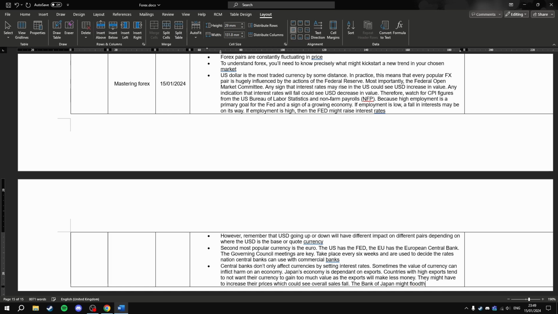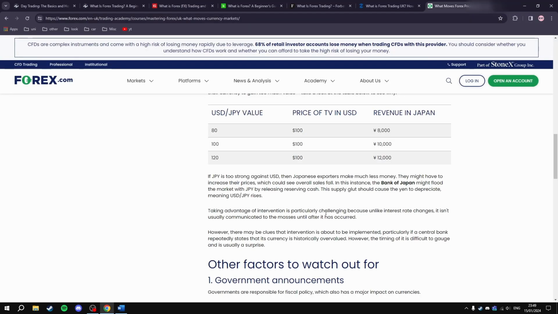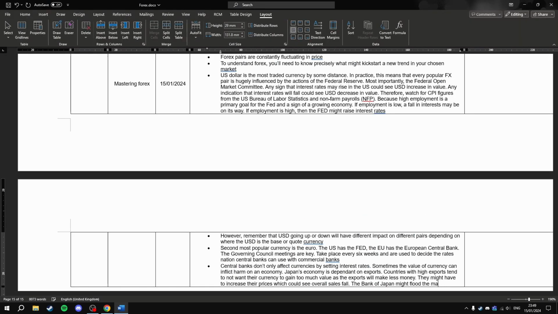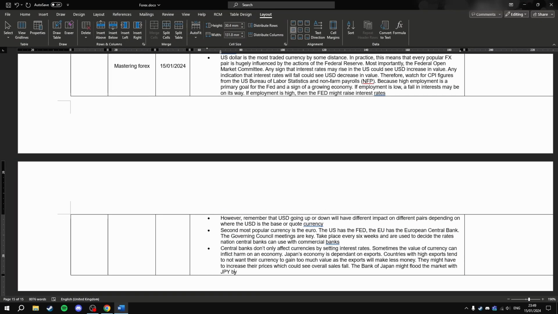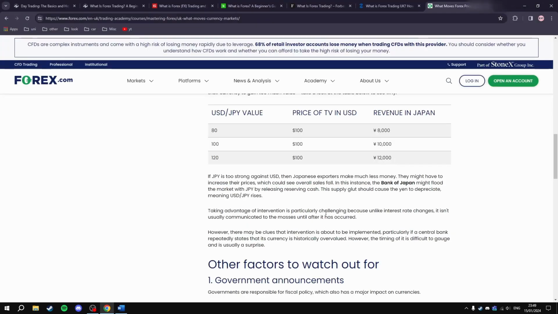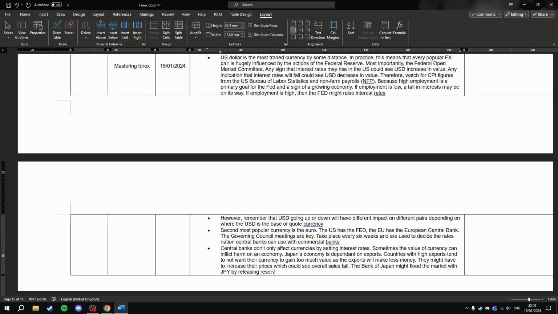Flood. By releasing reserve cash, lowering the value of JPY.